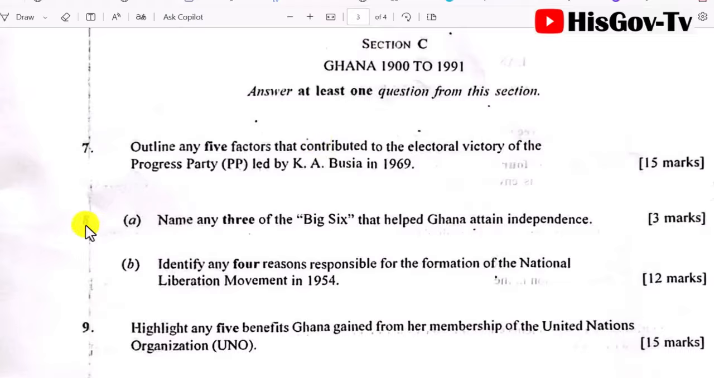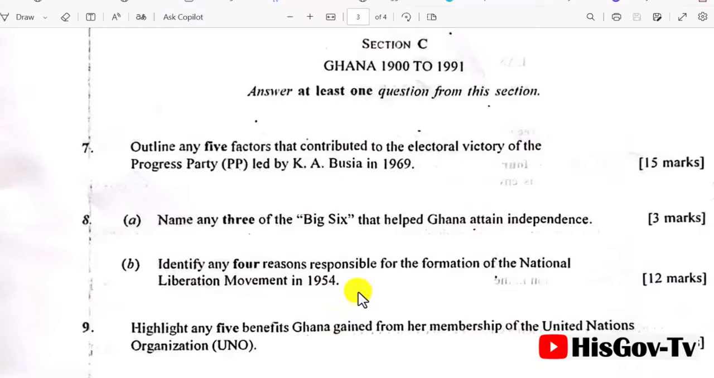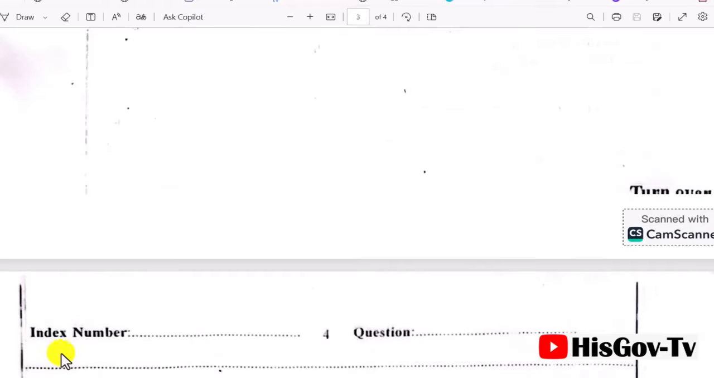Then 8 says, name any 3 of the Big 6 that helped Ghana attain independence. Just 3 of them. Then 8b says, identify any 4 reasons responsible for the formation of the National Liberation Movement in 1954. Why was the NLM formed? The last one says, highlight any 5 benefits Ghana gained from her membership of the UNO. So the benefits that Ghana derived from being part of the UN. So these were the questions that came. Let's look at the answers.